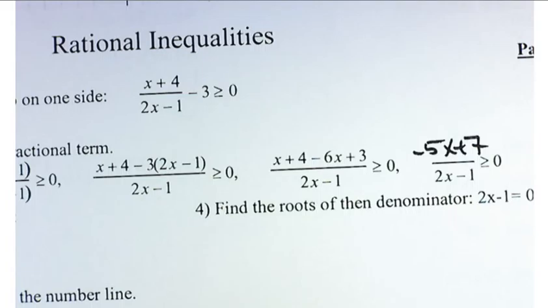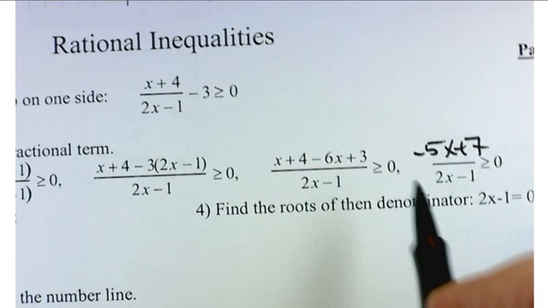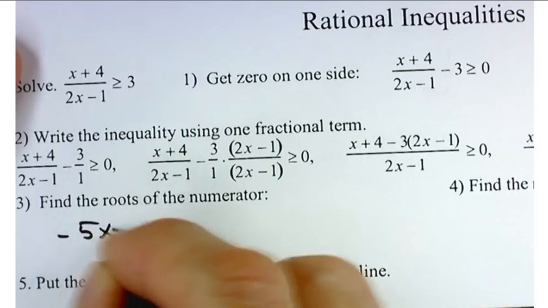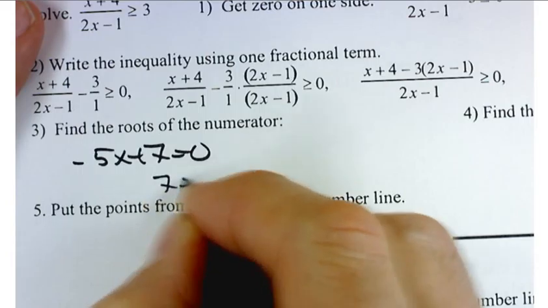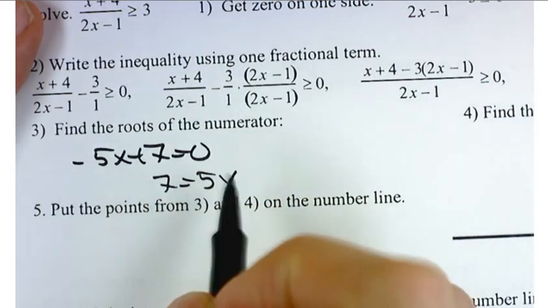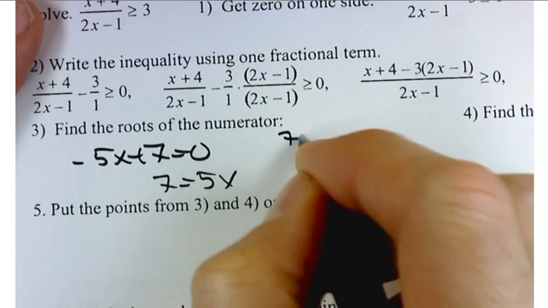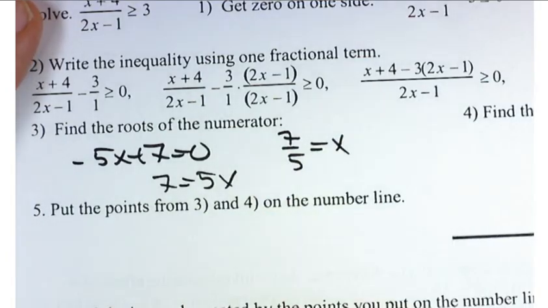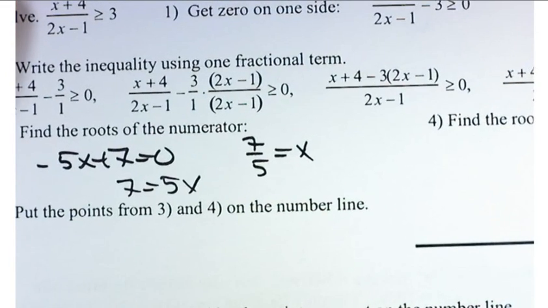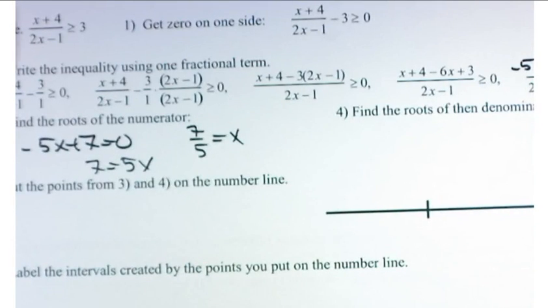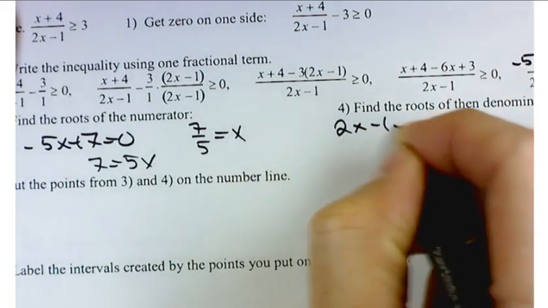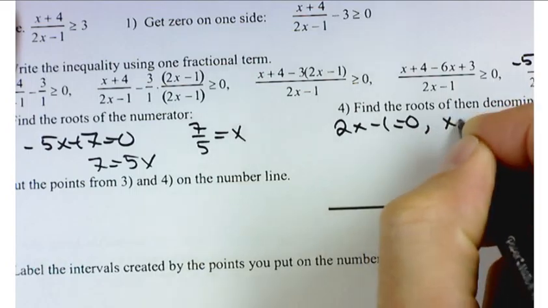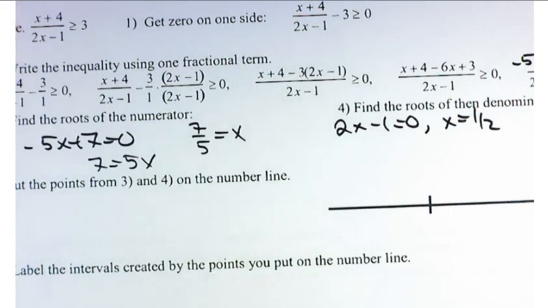We're going to have to find, first of all, where the numerator equals 0. So where does negative 5x plus 7 equal 0? Well, that's when 7 equals 5x. I move that to the other side to make it positive. Divide both sides by 5, and we get x is 7/5. So that's one place. I also need to find where the denominator equals 0. 2x minus 1 equals 0 means x equals 1/2. And I hope you can see that a little bit easier than the first one, maybe.